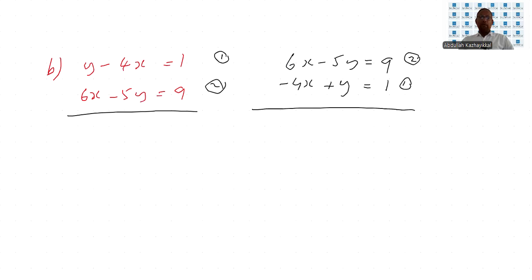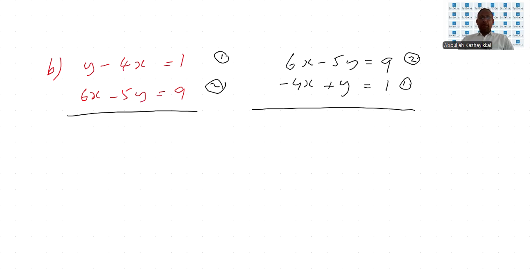Here also, we can make 6 and 4. Since we cannot make 4, 4, we cannot make 6. We can make 6 and 4, so 24 we can make, or 12 we can make. 6 into 2 is 12, 4 into 3 is 12. But it is easy. Here, minus 5, we can make very easy. Minus or plus doesn't matter, we can add or subtract. Can I make it? Yes.